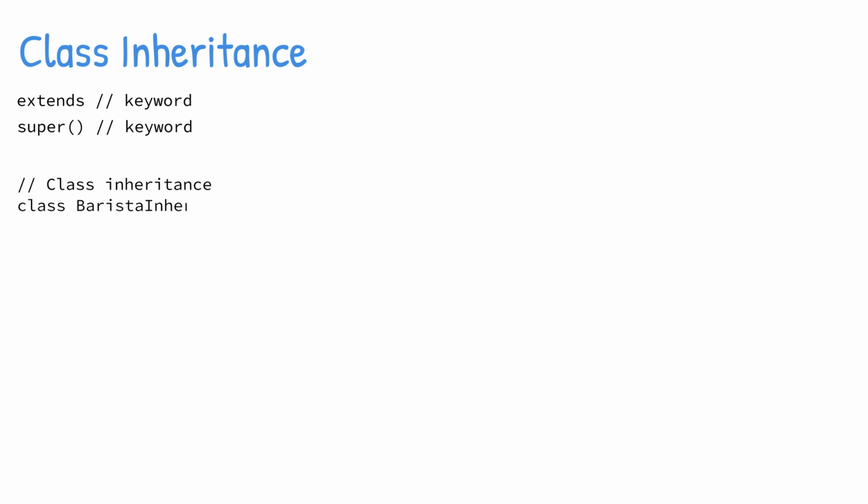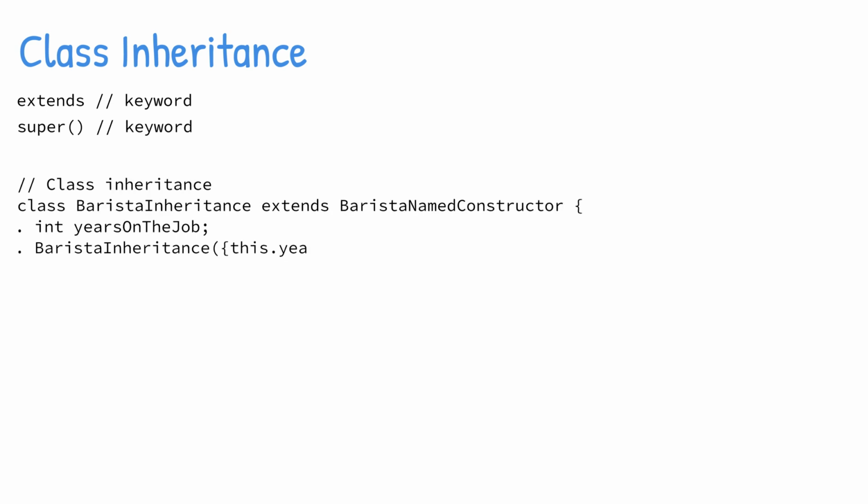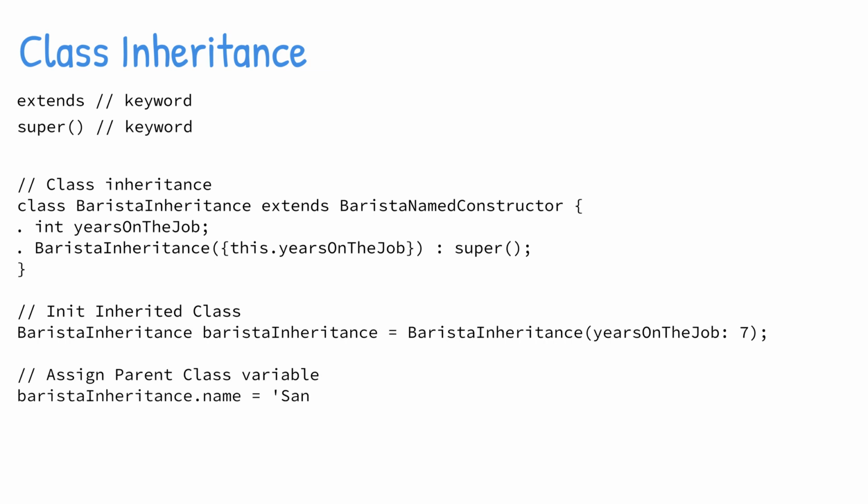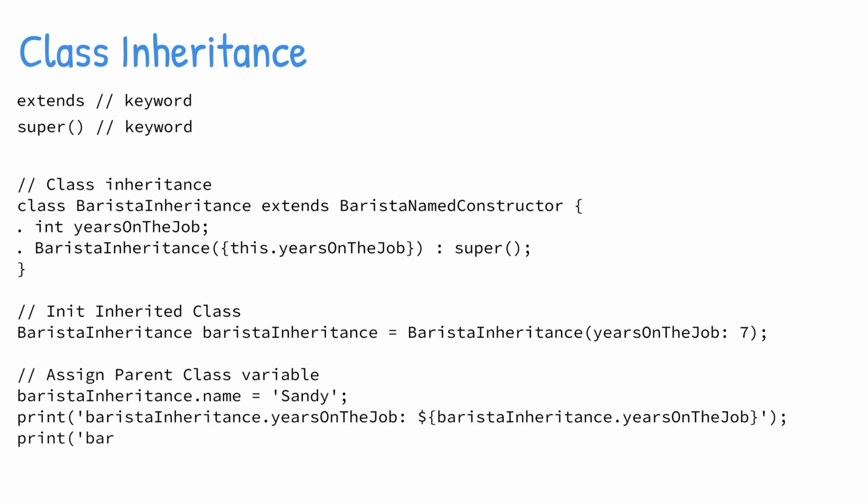Now, in this example, you'll take the barista name constructor class and use inheritance to create a new class that inherits the parent class traits. Declare a new class with the name barista instance using the extends keyword and the name of the class you're extending, which here is barista named constructor.